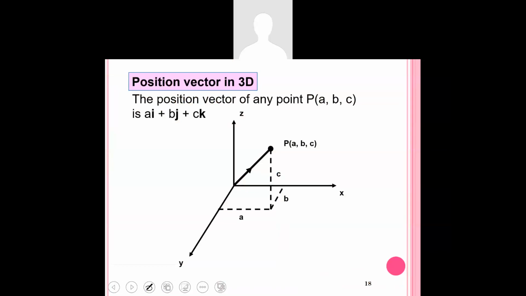Okay. Right. So position vector in 3D, inilah position vector in 3D, it should look like this. Okay, so for a in paksi X, the positive direction of paksi X, b, the positive direction of paksi Y, okay, and c is the positive direction of paksi Z, which is k.